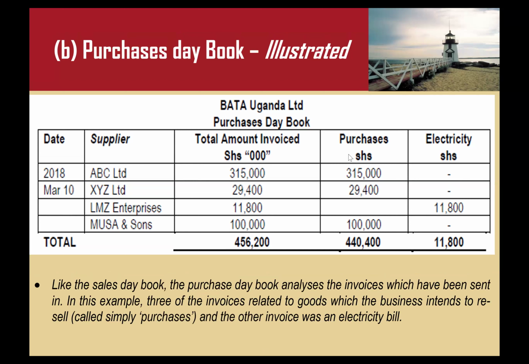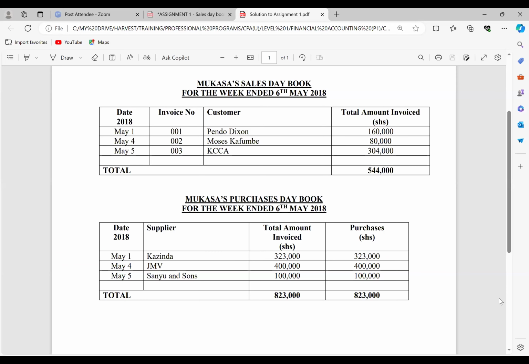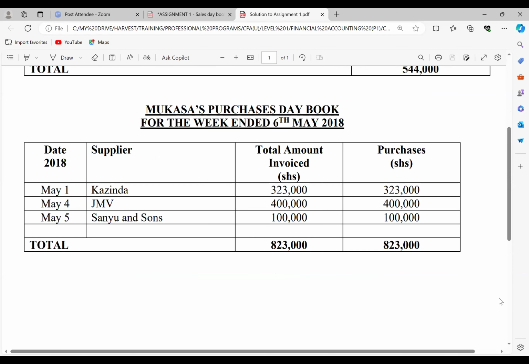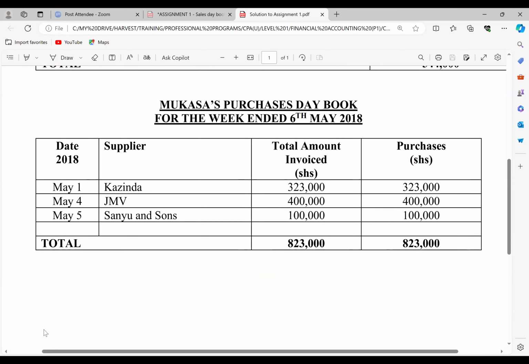We must be having something like this. For the Purchases Day book, I think where you're getting challenges is on the transaction with Kazinda. That transaction is less the discount. So you must less the discount. If you're finding challenges there, you must less the discount.